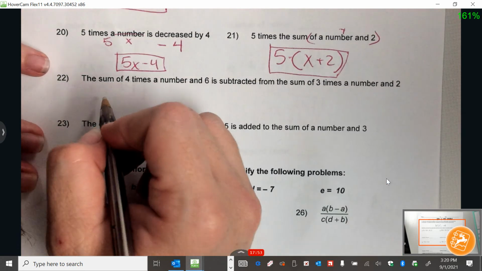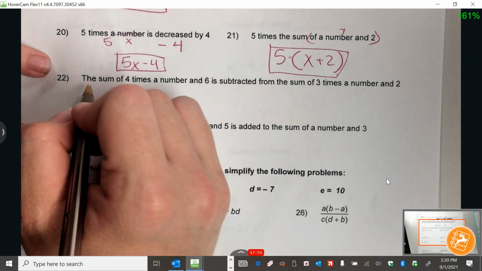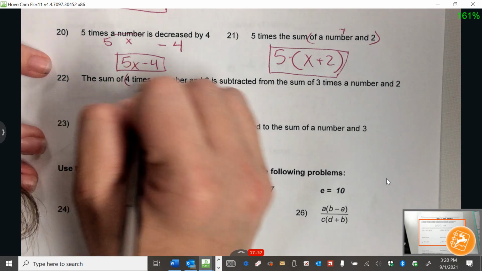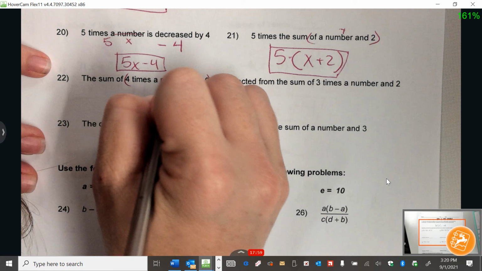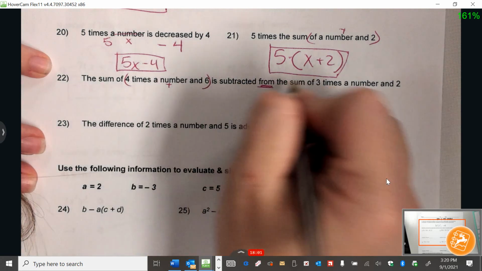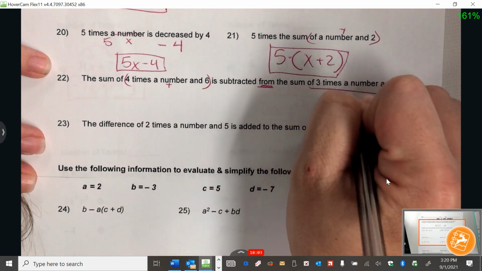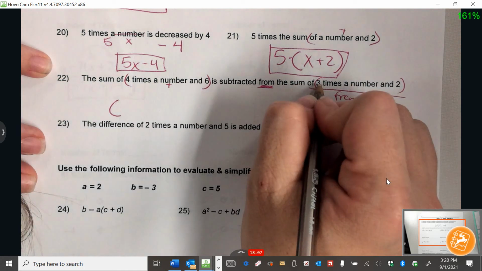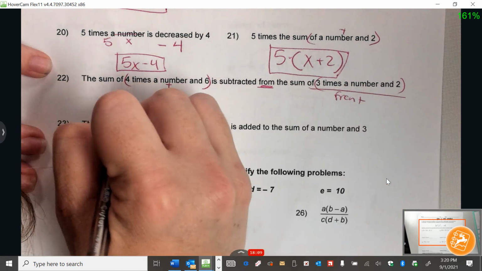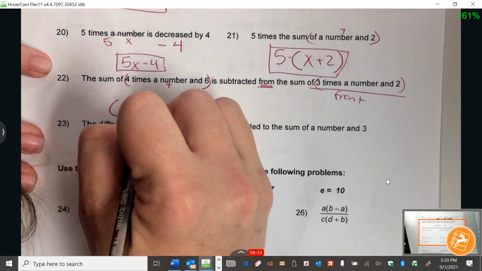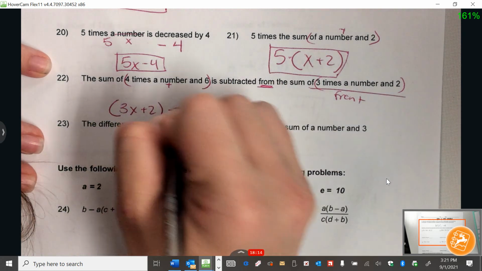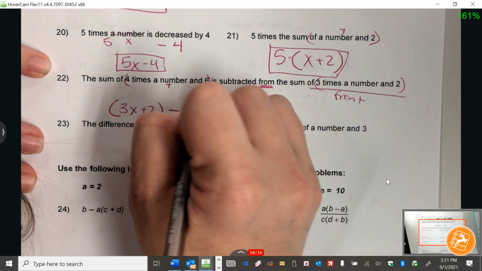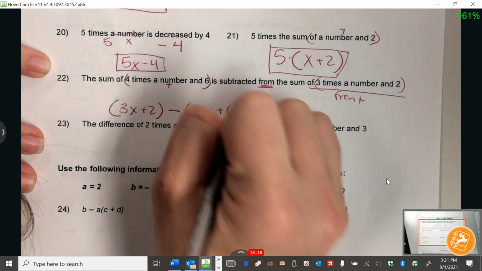Okay, this one we did in most of my classes. So the sum, this one kind of has all the rules. The sum of 4 times a number and 6 is subtracted from, which means this goes in the front. The sum, which means parentheses. So the first parentheses is going to be 3 times a number, so 3x, and 2, and it was sum, subtracted from 4 times a number and 6. So sum again.